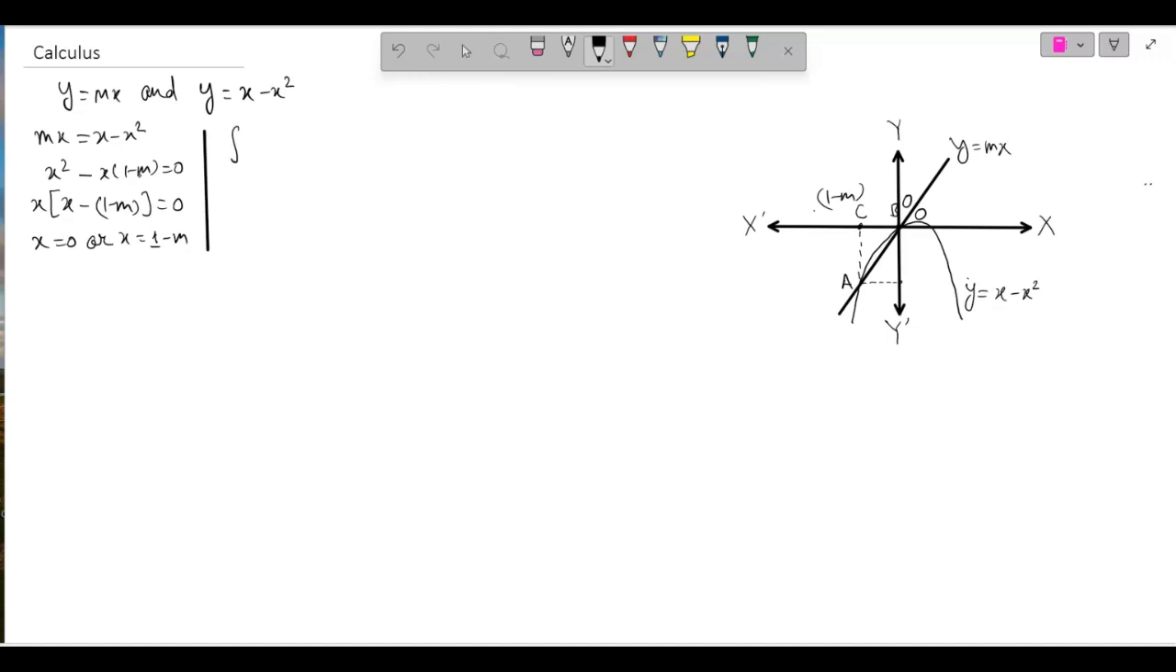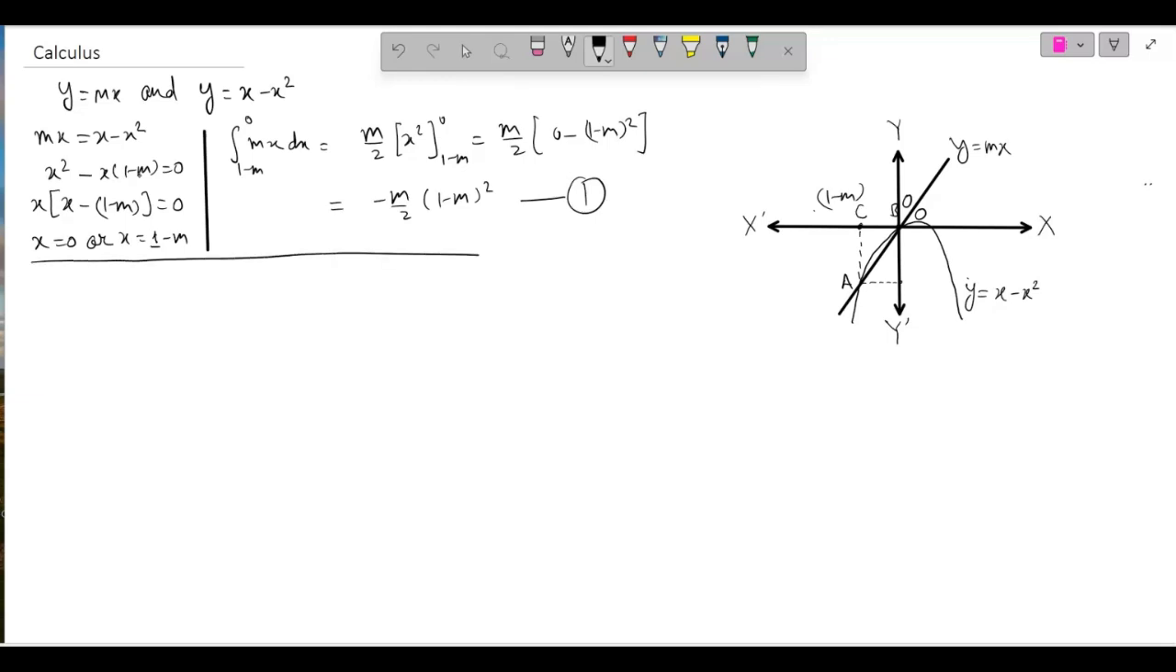So let us integrate the line y equals mx from 1 minus m to 0. We will have m upon 2 x square from 1 minus m to 0, which is the same as m by 2 times (0 minus (1 minus m) whole square). So this area will become minus m by 2 (1 minus m) whole square.